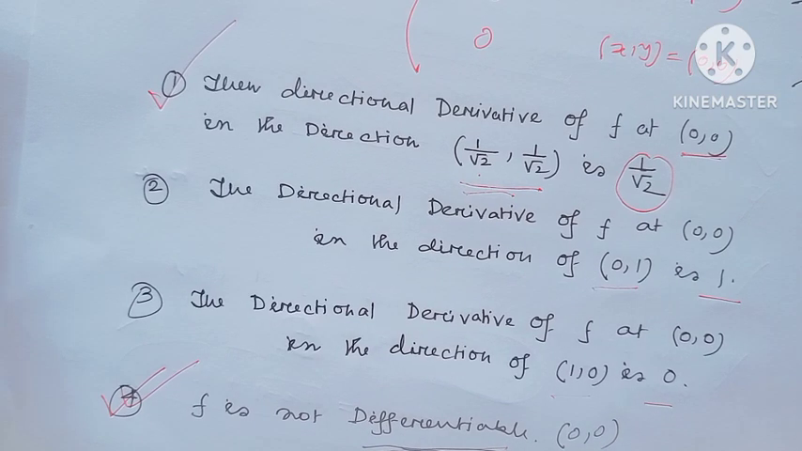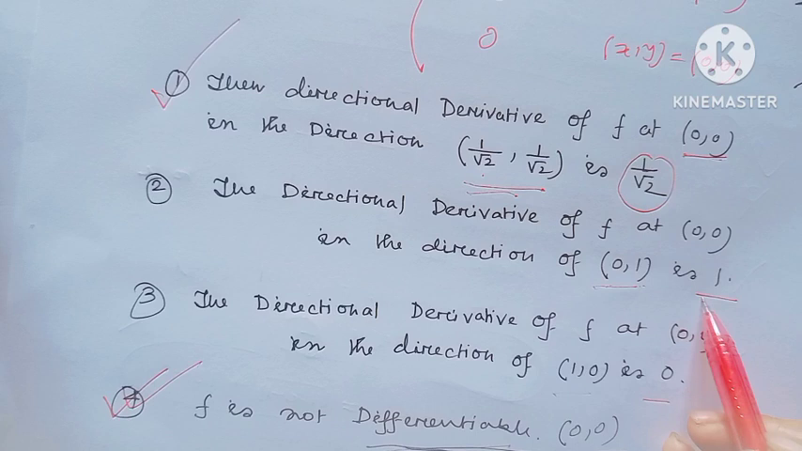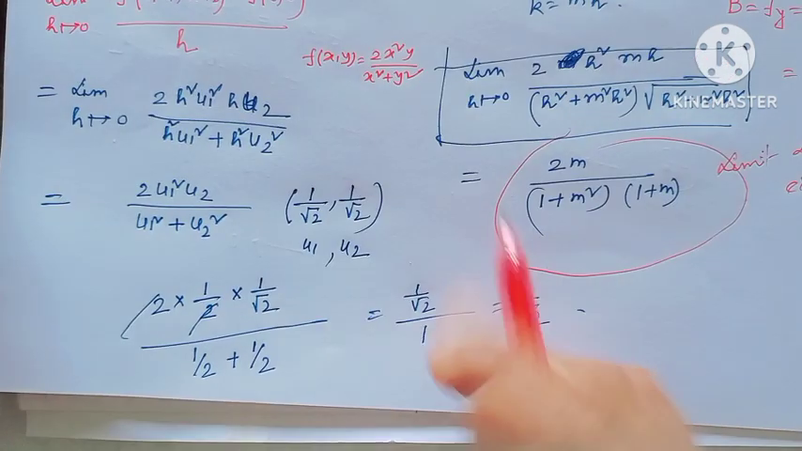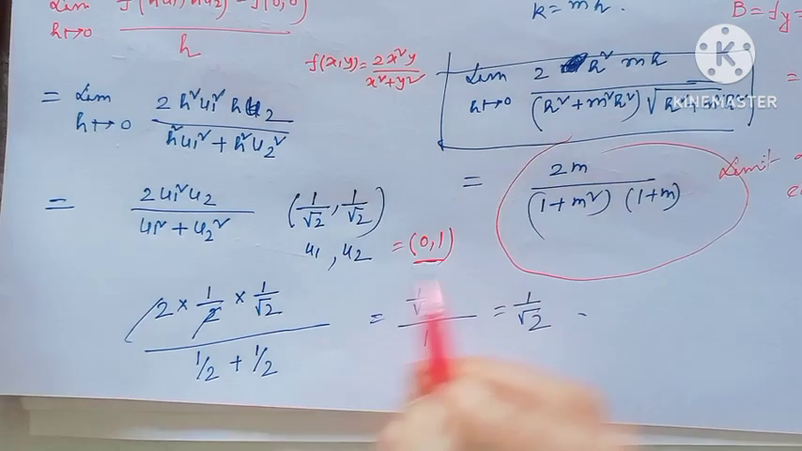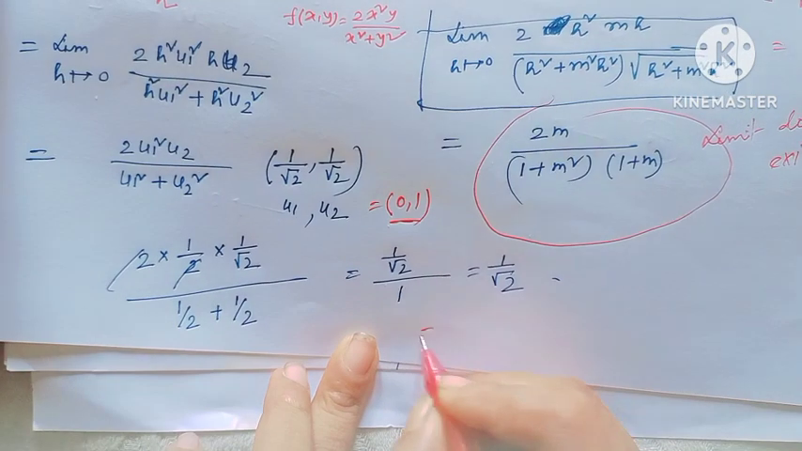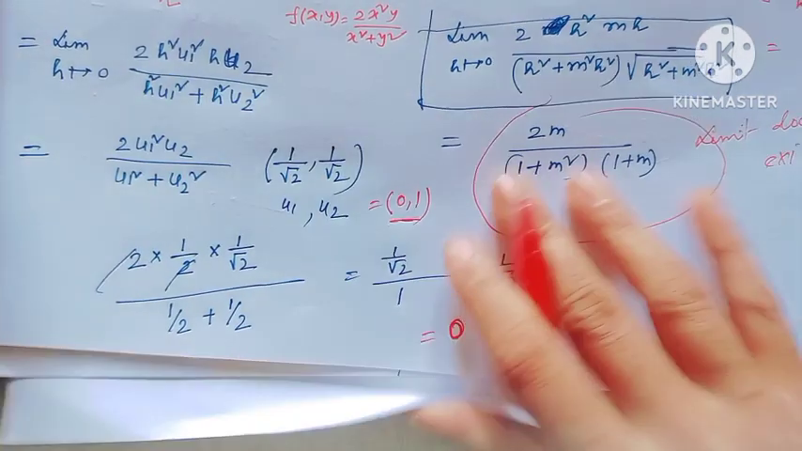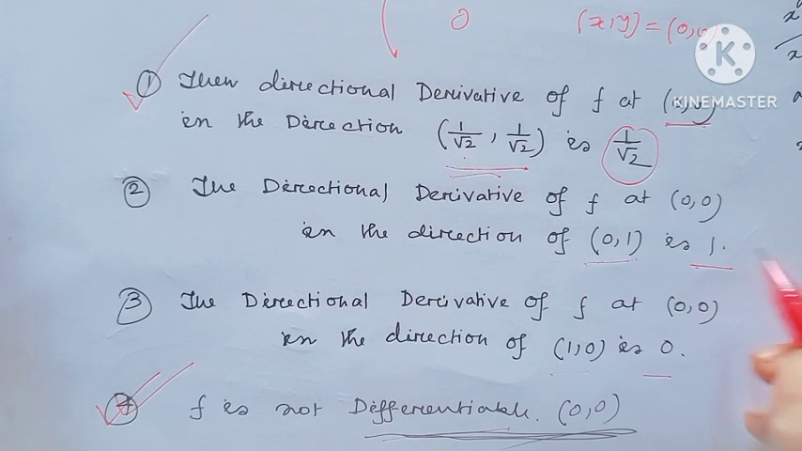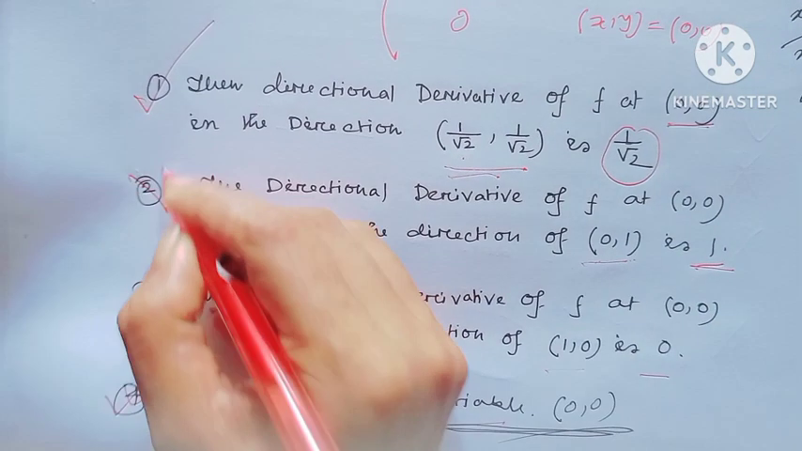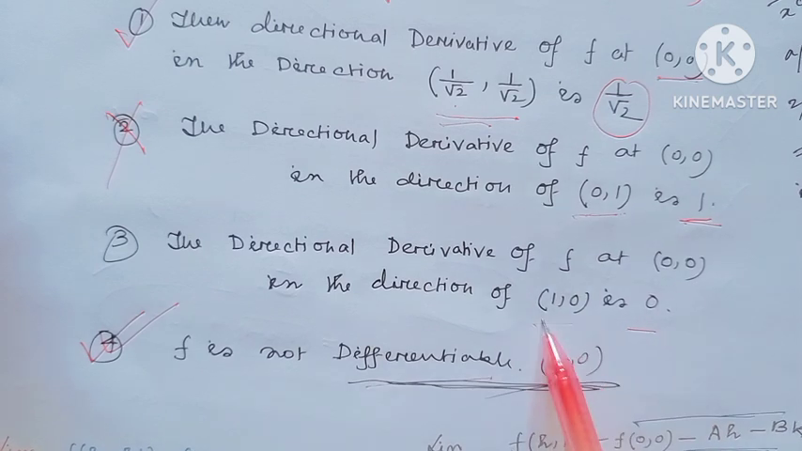Second, the directional derivative of f at (0,0) in the direction (0,1) is given as 1. That means here u1, u2 is (0,1). So just put the value here. If you put (0,1), then this value would be 0. And here it is given that in the direction (0,1) the value is 1. This is the wrong option.